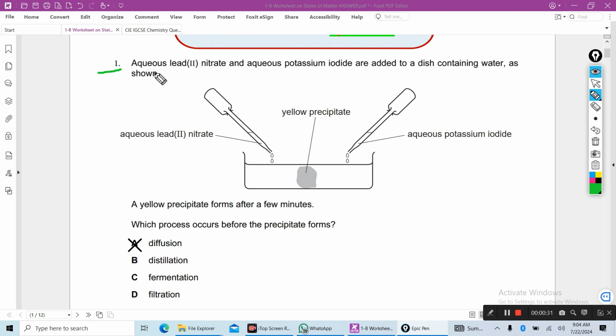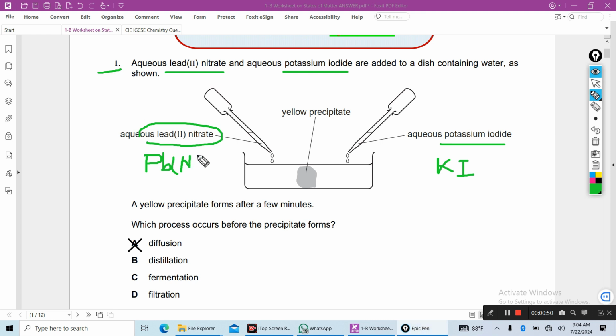Number 1. Aqueous lead(II) nitrate, Pb(NO3)2, and aqueous potassium iodide, KI, are added to a dish containing water as shown. Here aqueous lead(II) nitrate and aqueous potassium iodide are placed and they react to produce a yellow precipitate.